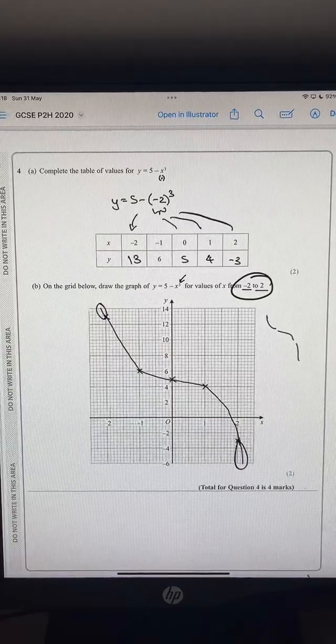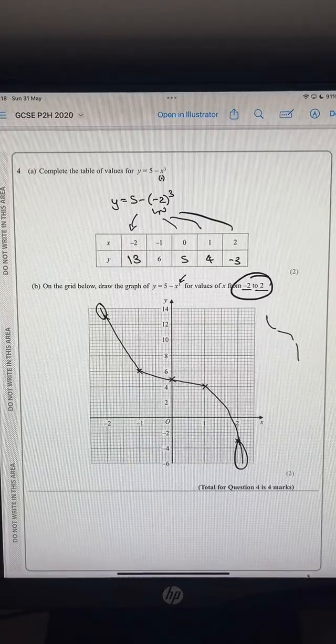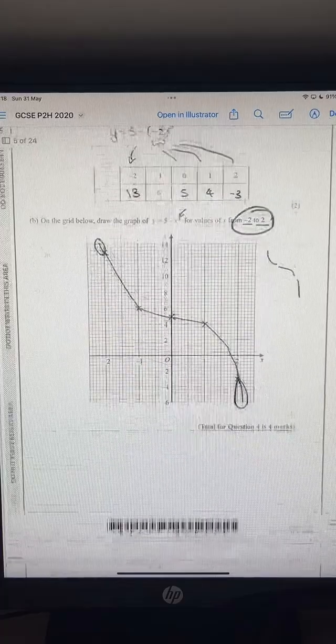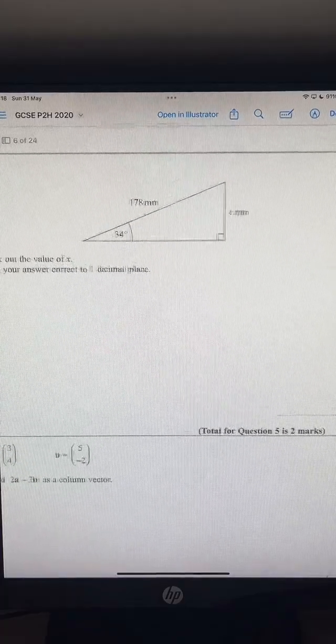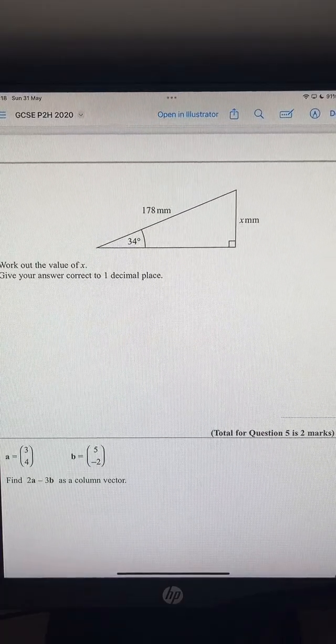Is the answer for this 99.1 or something because we use sine? It's not 99.1, it's 99.5, but yes, it is because we use sine there. Yeah, we use sine for this one.